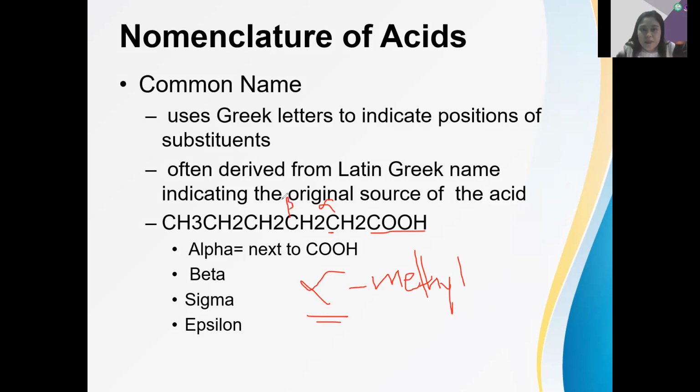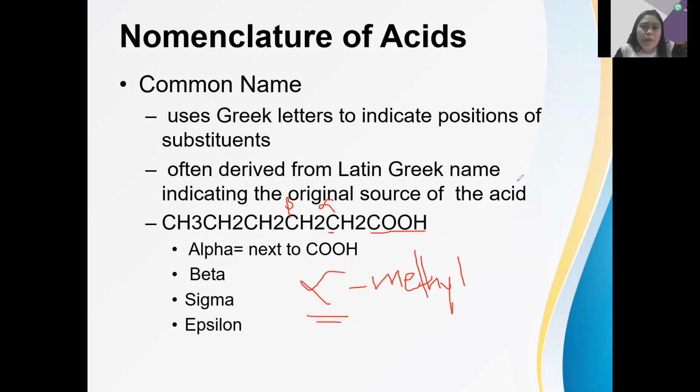And then pasunod na yan siya, beta, gamma, epsilon, and yung mga Greek letters natin. Kasunod yan siya kung how many carbons are there sa ating whole formula. So pasunod after the COOH, we are going to use the Greek letters to indicate the positions of our substituents. So often, the common names of our carboxylic acids are derived from their Latin or Greek name. So most of the time, they were named from their original source.